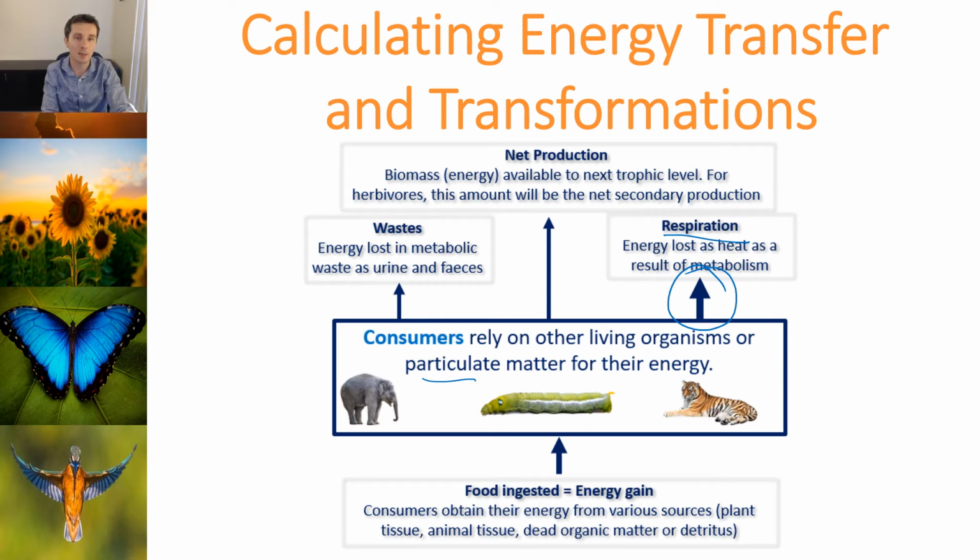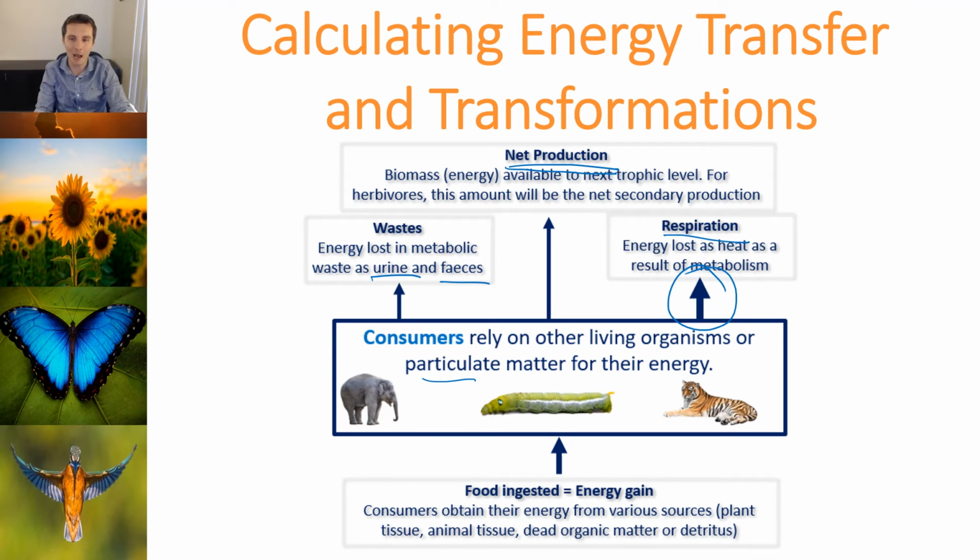So some is going to be lost as waste in urine and feces, and other is going to be lost as respiration, which is a larger amount. Then some of that energy will be available to be passed on, and we call this net production. See, the key thing missing here is that word primary, because these are not plants. So this is the net production, or the amount that's available to be passed on.